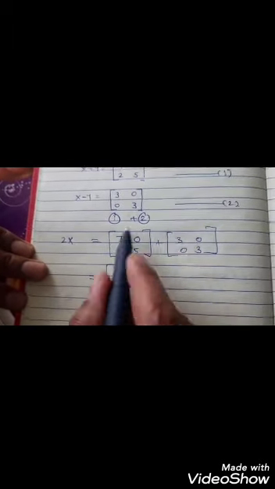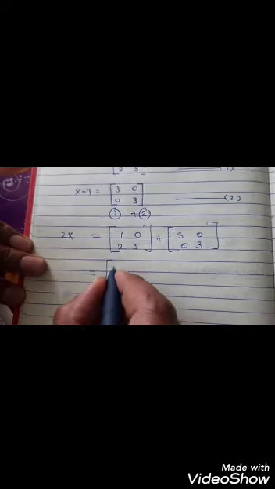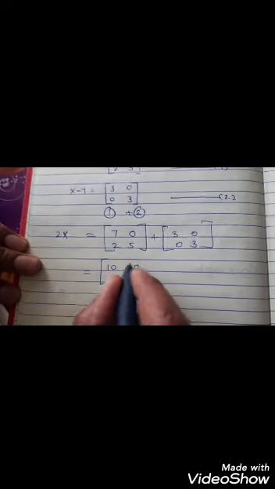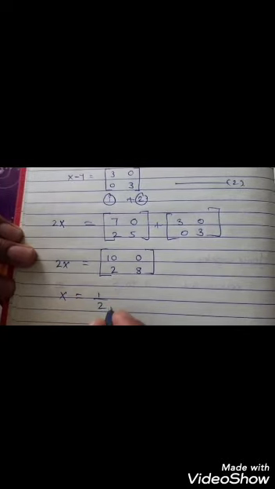Now addition of two matrices, so we will add corresponding elements. So 7 plus 3 is 10, 0 plus 0 is 0, 2 plus 0 is 2 and 5 plus 3 is 8. Here we have this is for 2x. So to find out x, we have to divide both the sides by 2. So [10 0; 2 8].